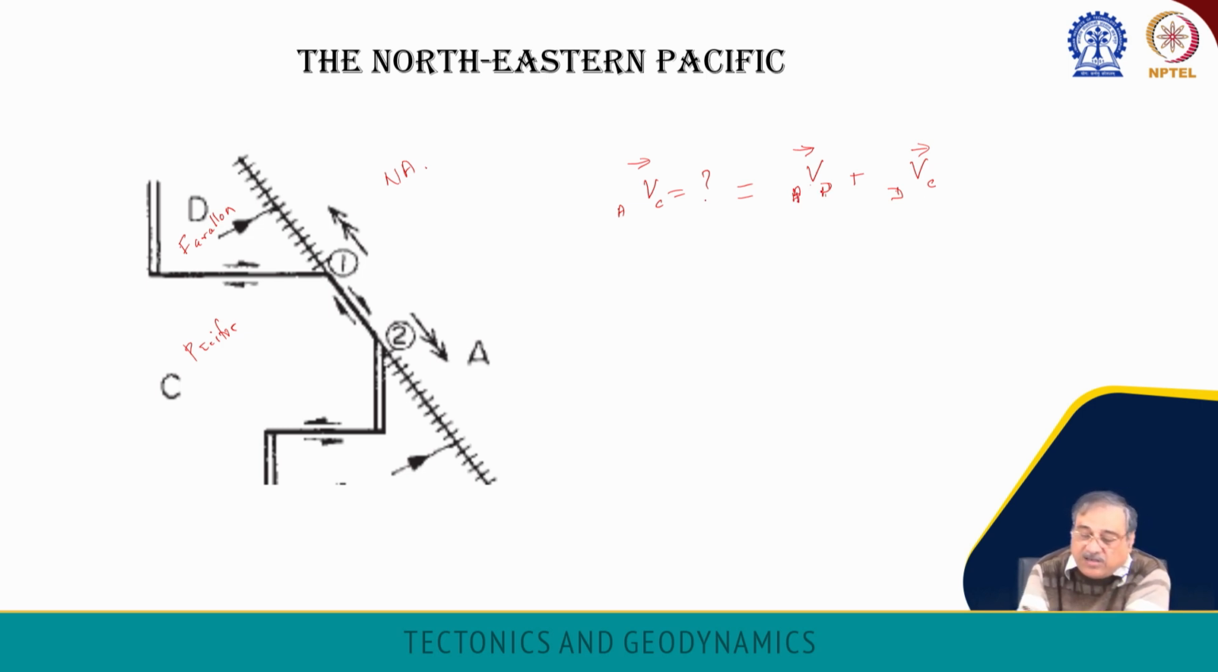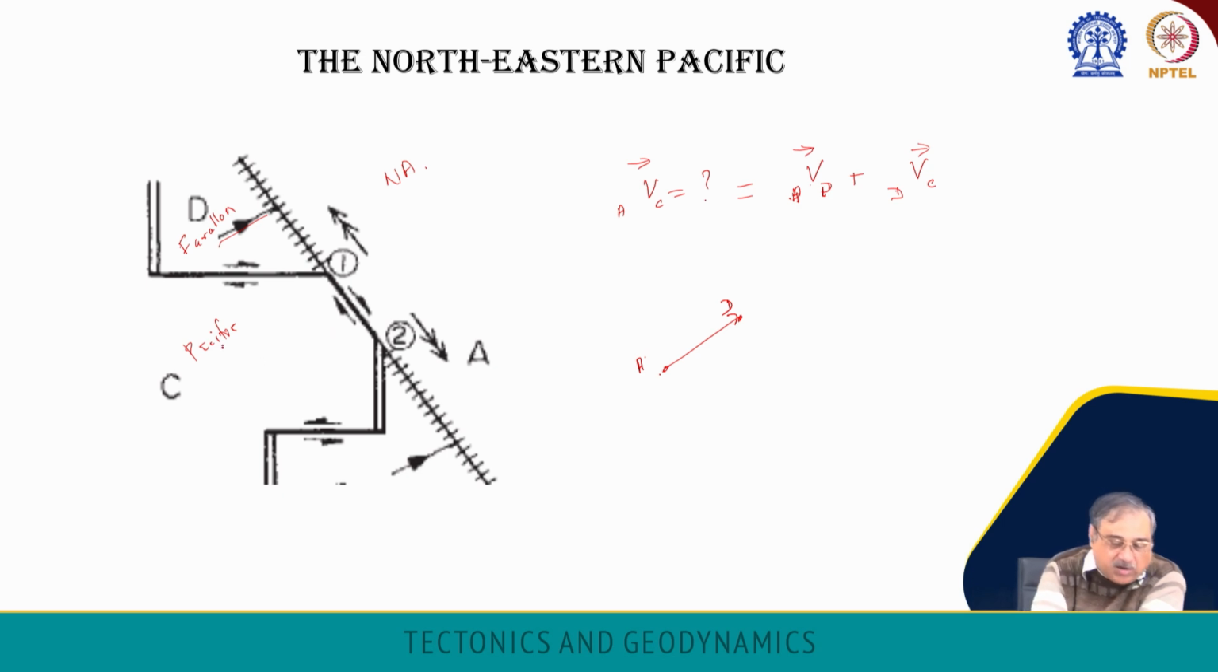Now let's take the relative velocity between the Farallon plate D and plate A. So this is the relative velocity, so we can actually mark it out here. We can think of this being the Farallon plate D. This is D here, and this is A here. Now we've got the relative velocity of C with respect to D. Now, how does C move with respect to D?